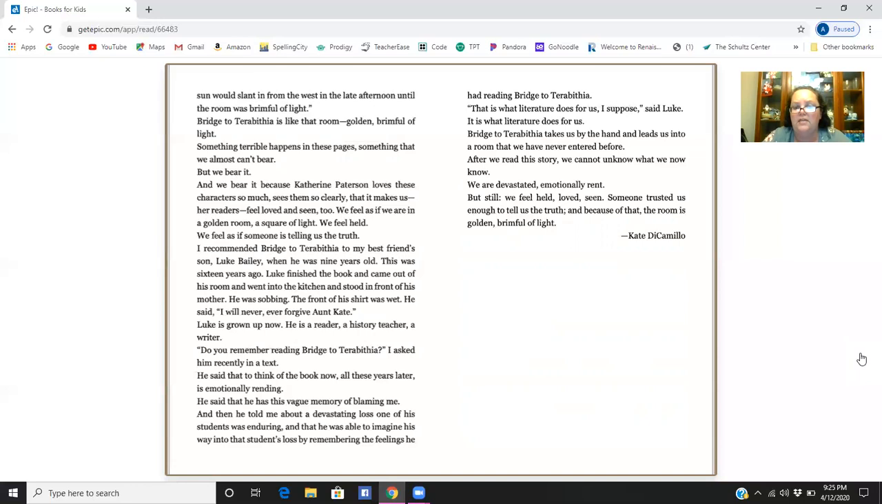Bridge to Terabithia takes us by the hand and leads us into a room that we have never entered before. As we read the story, we cannot unknow what we now know. We are devastated, emotionally rent, but still, we feel loved, held, and seen. Someone trusted us enough to tell us the truth, and because of that, the room is golden, brimful of light. Kate DiCamillo.